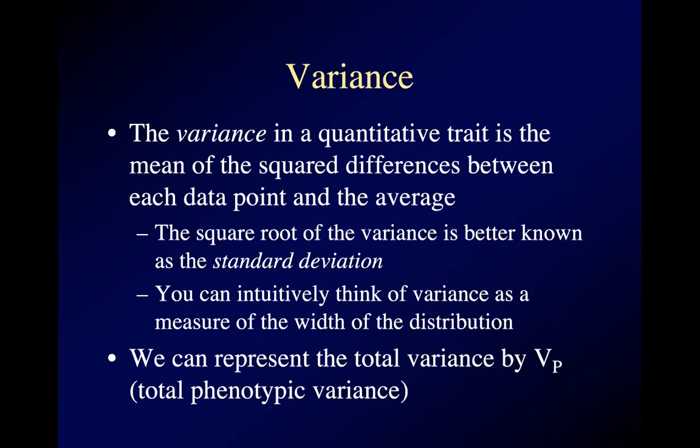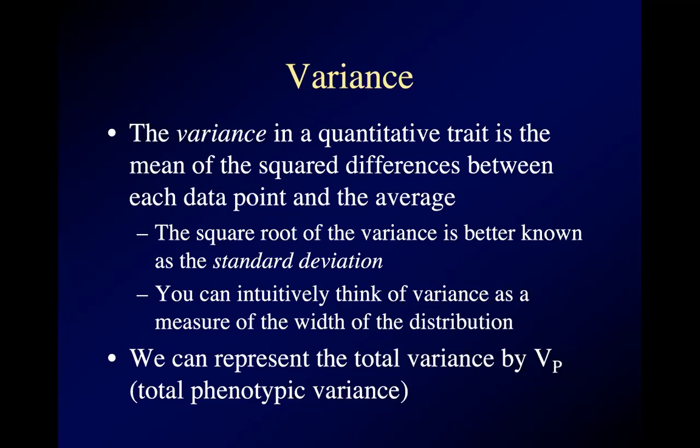To get a little bit more mathy, we can talk about the variance in a quantitative trait. And I don't normally make you calculate this, so don't worry about memorizing the formula. But the variance is the mean of the squared differences between each data point and the average. If we take the square root of that, we have the standard deviation, which is something you might be more familiar with. And intuitively, you can think of the variance as how fat your bell curve is.